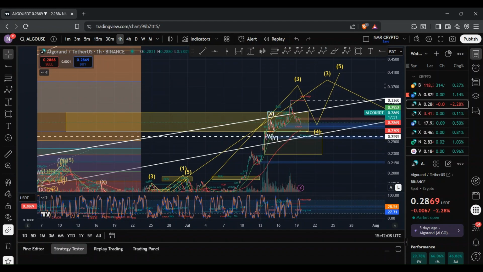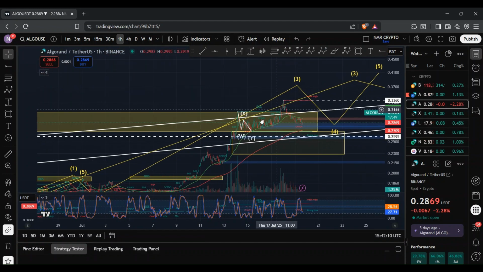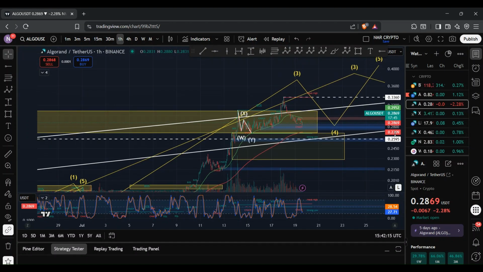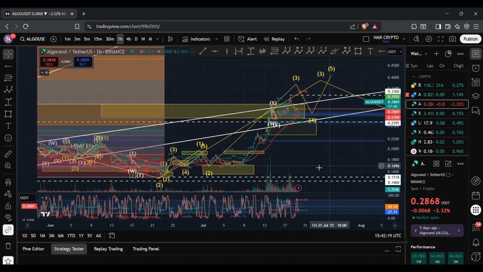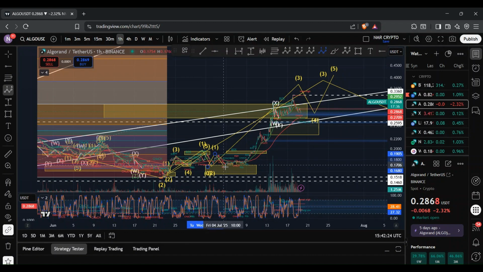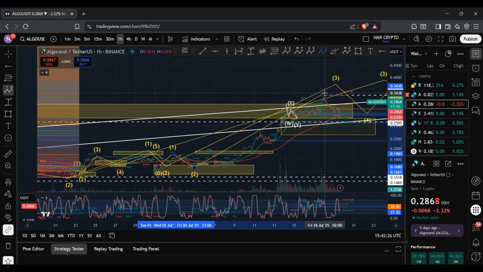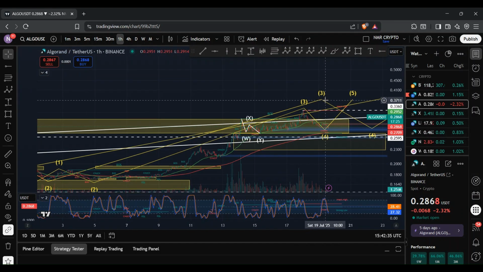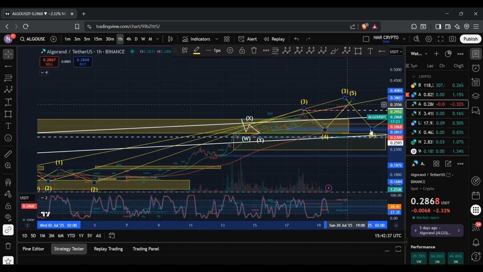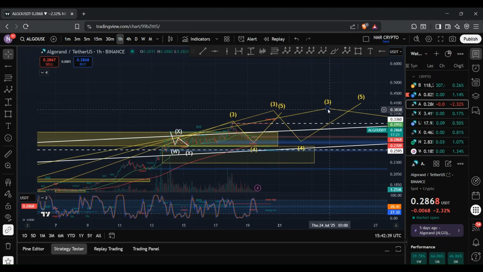And so it looks like within this move here, what we could see is another 5-wave structure within the third wave, where this is the wave 1, this is the wave 2, and it looks like this is the third wave. And then we have the corrective move to the downside that's playing out right now to form the 4th wave, followed by a final push to the upside to complete our 5th wave, which will then complete this third wave here.